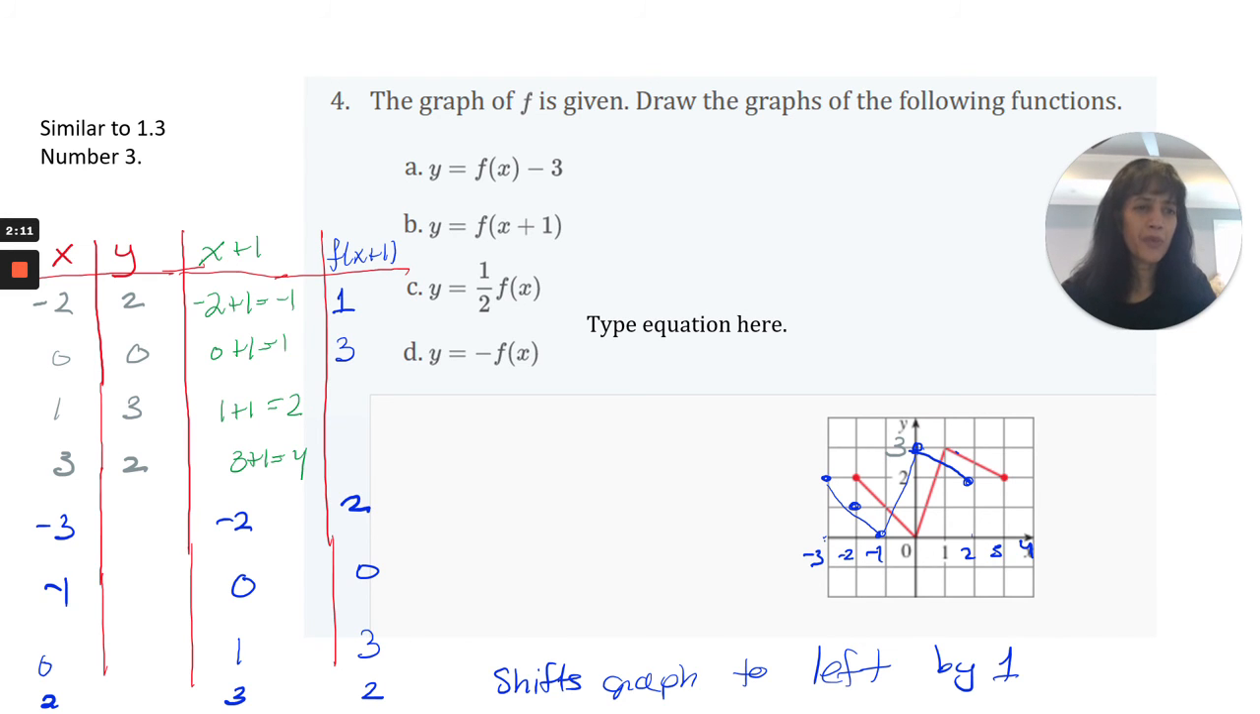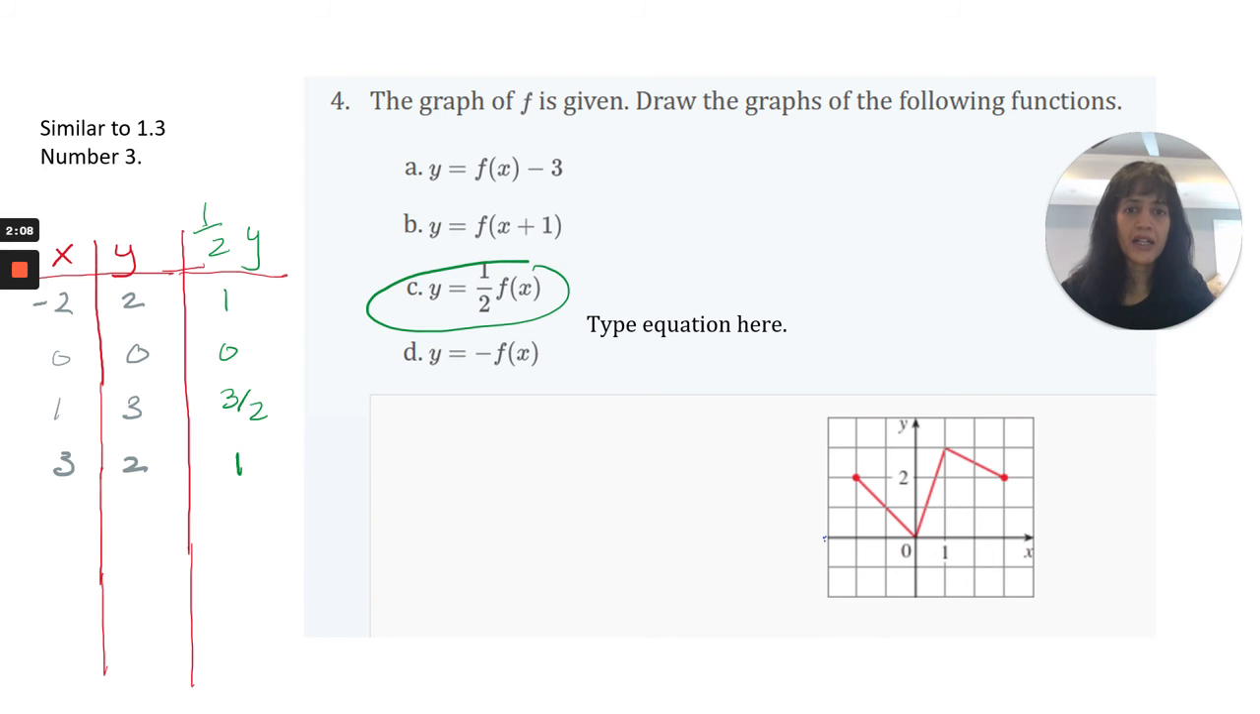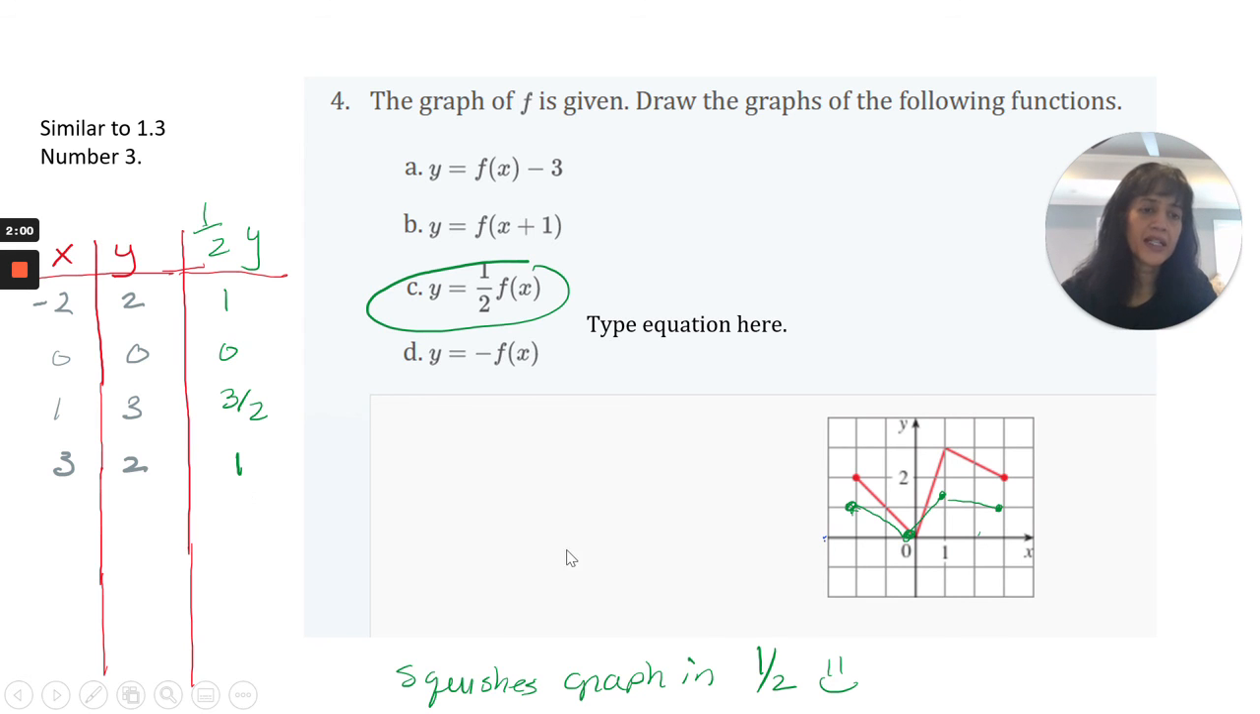So I needed to think a little bit more adding that 1/2 x. So I do the same thing here. I just take the y values and I multiply them by 1/2. And look what it did. It took my original graph and squished it.